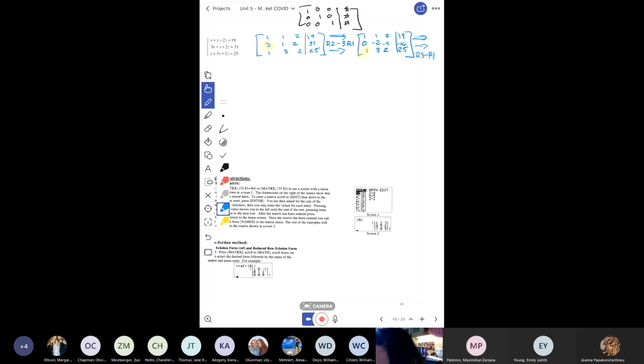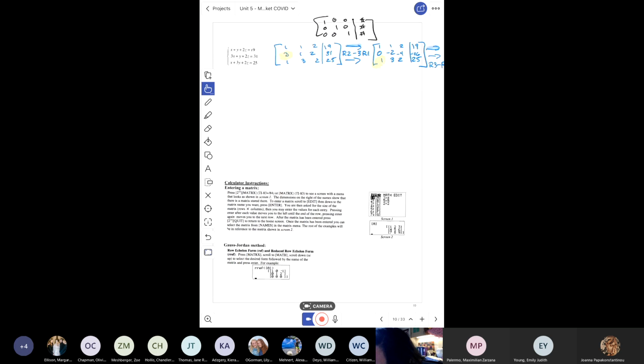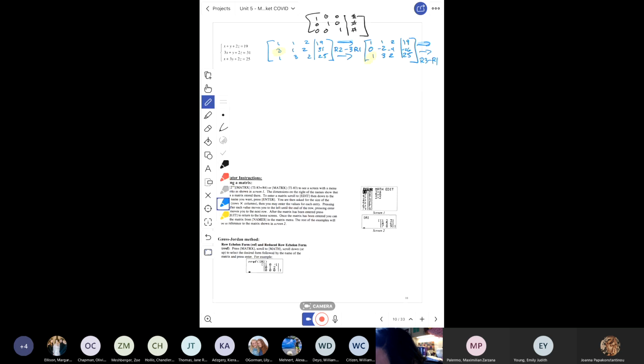Okay, so we said first row doesn't change. Second row doesn't change. What is my new third row? Use this row operation. Come on. Yes.